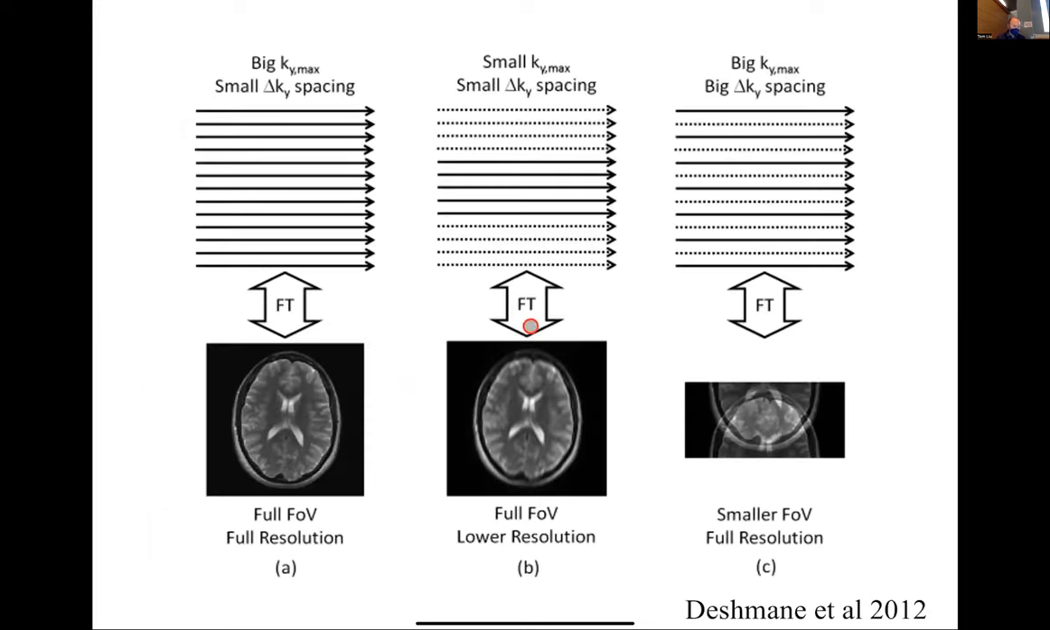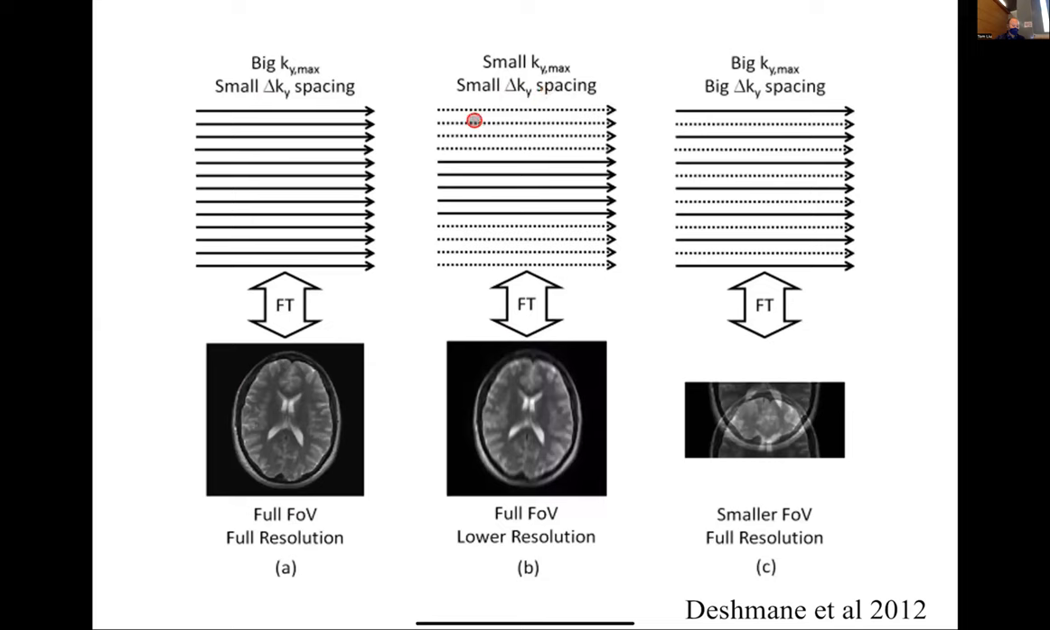Okay, so let's take a little look at how we could speed things up. Let's say I satisfy the Nyquist condition, right? And I acquire all my lines in K space and I get this nice looking image. Okay. One way we could save time is we could say, well, we'll just collect the center of K space, right? I can go twice as fast if I only collect the center, but what's the problem?